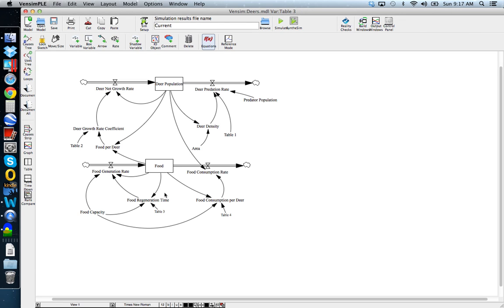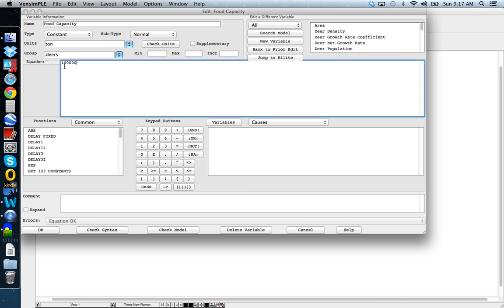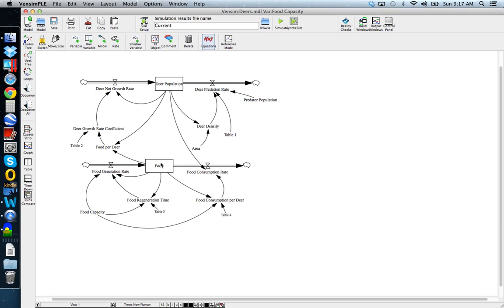So I'm going to go into this. Food gets compared to a food capacity. I'm going to look at the food capacity here in the equation, and it's 100,000 tons. So that's about the maximum amount of food that the reserve can produce. This is a natural capital concept again, or a carrying capacity concept. It's a very similar variable. So food gets compared to the food capacity, you generate that ratio, and through table 3, you generate the time it takes for food to get regenerated.